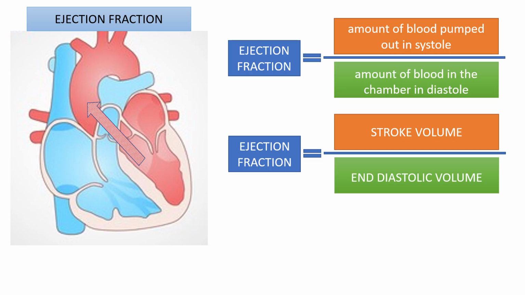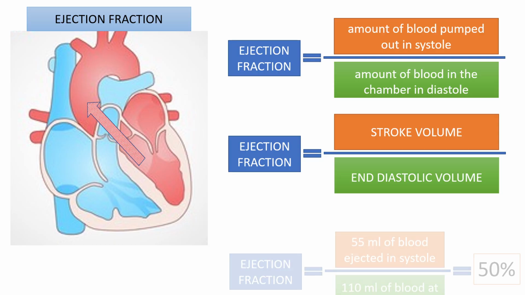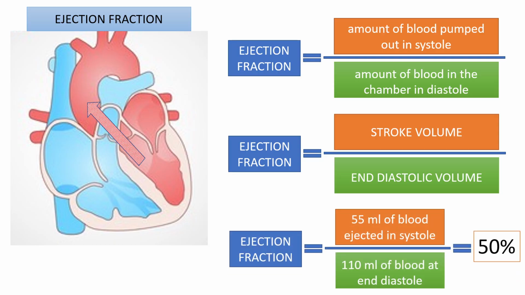So let me give you an example of an ejection fraction. Let's take an example of where the end diastolic volume is 110 milliliter of blood. That's in end diastole when the left ventricle fills up with blood. And then let's say it ejects 55 milliliter of blood in systole. So the ratio and in percentage, the ejection fraction is 50%.